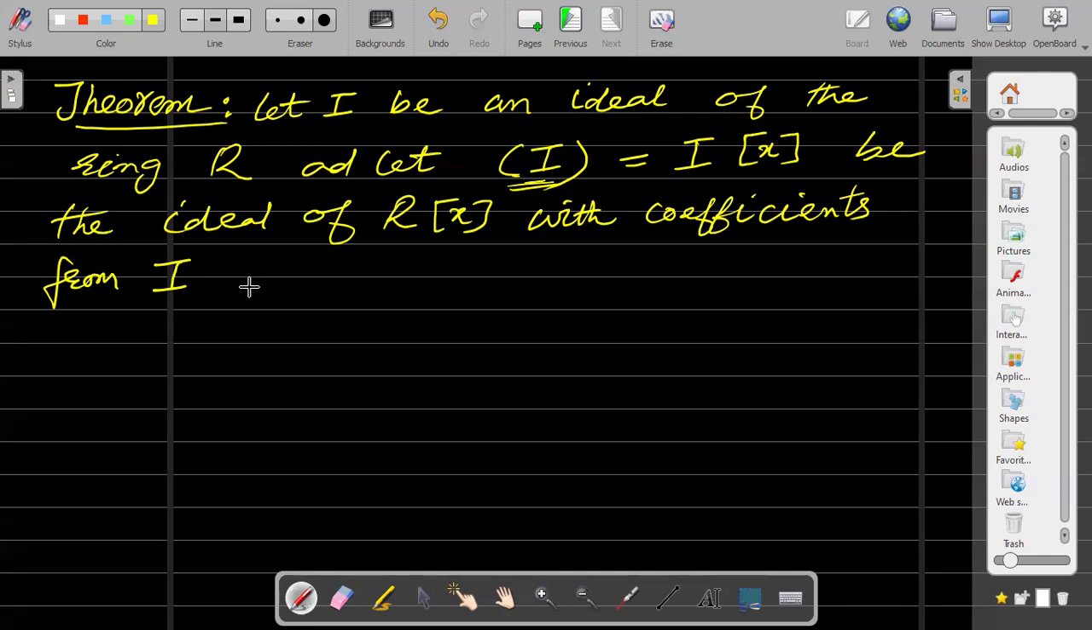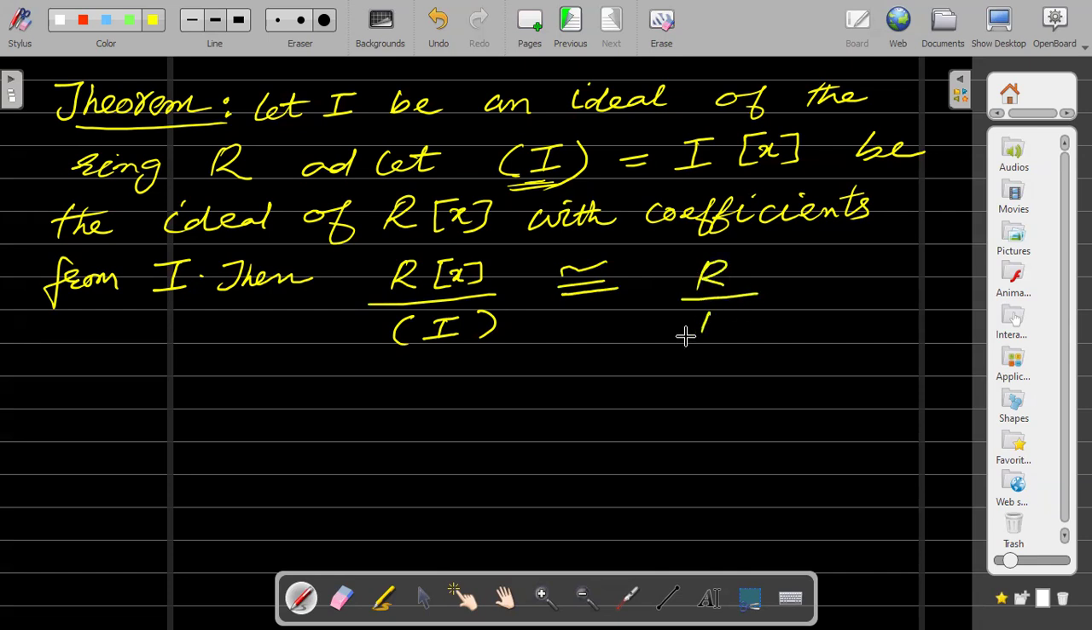Then we have the following isomorphism: R[x] over the ideal I[x], that is this notation, is isomorphic to (R over I)[x], the ring of polynomials with coefficients from R over I, because R over I is a ring, it's a quotient ring. So this is the ring of polynomials with coefficients from this quotient ring R over I.